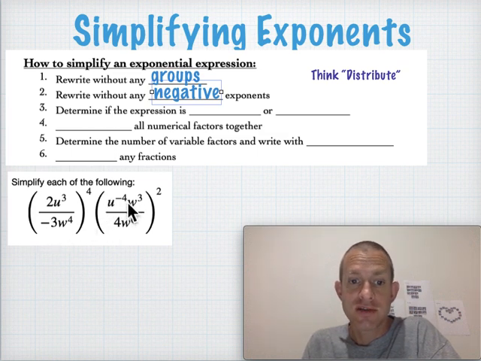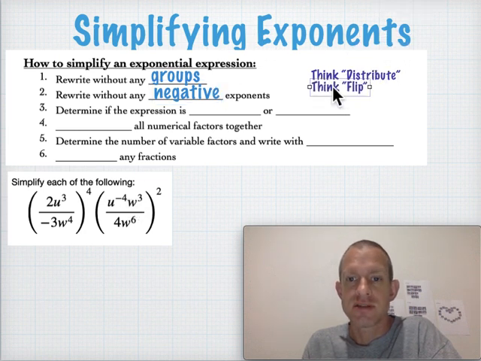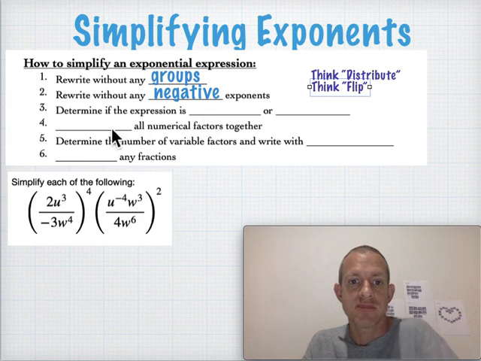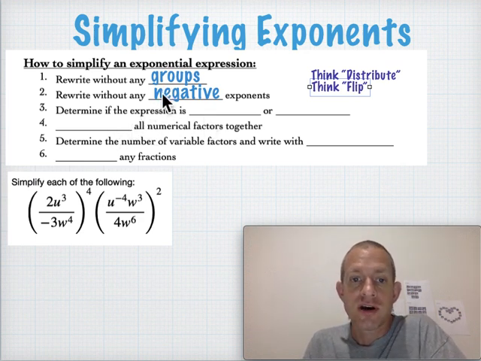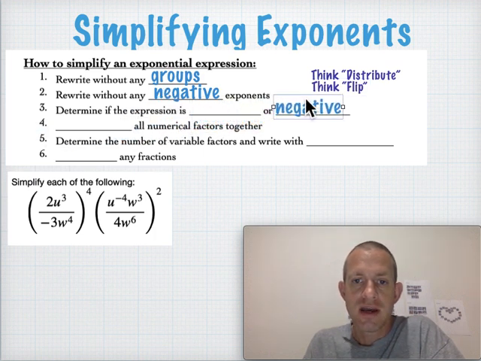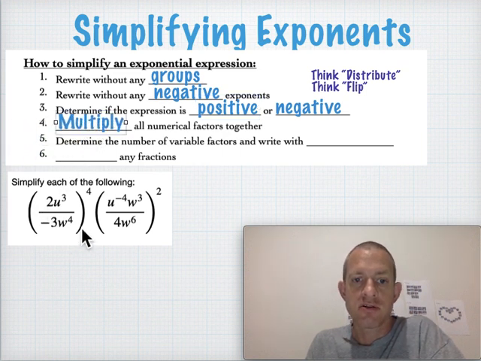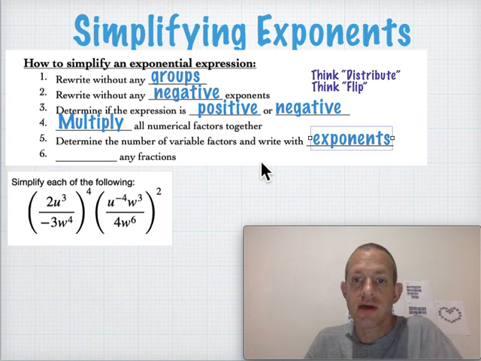They're different. The negative exponents indicate that something is a reciprocal, and so something ought to be flipped. Something is divided instead of multiplied. Once you've rewritten it without groups and negative exponents, then you determine whether your answer is positive or negative, and that's simply by thinking about how many negative signs there are using the odd-even rule. Then you would multiply all the number factors together, otherwise called coefficients, and finally determine what the variable part of your answer is by collecting all the variables together and writing that with exponents.